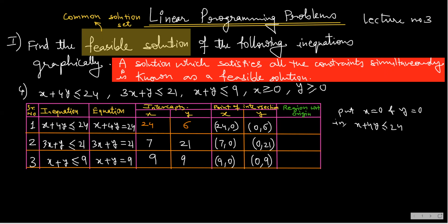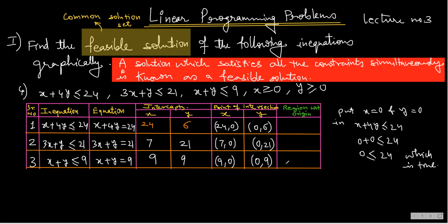Okay, I'm checking with the help of the origin. I'm putting the coordinates of the origin in the equation. So I get 0 plus 4 into 0, that is 0 plus 0, less than or equal to 24. That is 0 less than or equal to 24, which is true. What does that mean?